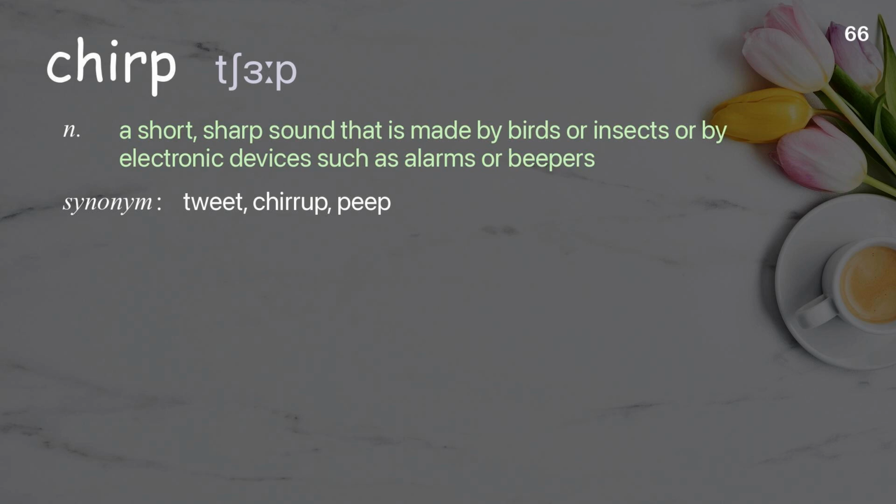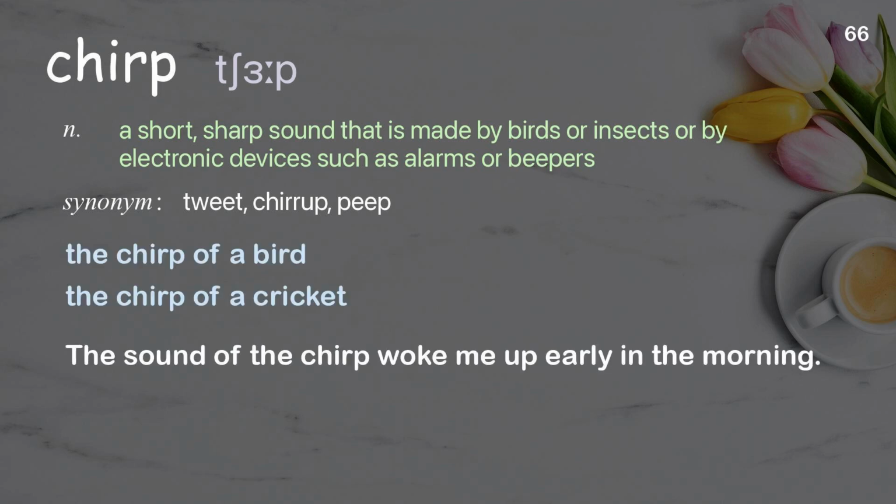Chirp. A short, sharp sound that is made by birds or insects or by electronic devices such as alarms or beepers. Examples: The chirp of a bird. The chirp of a cricket. The sound of the chirp woke me up early in the morning.